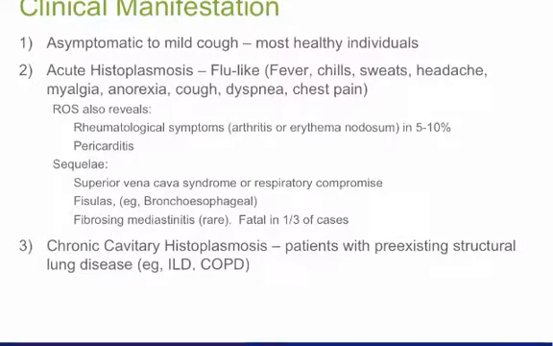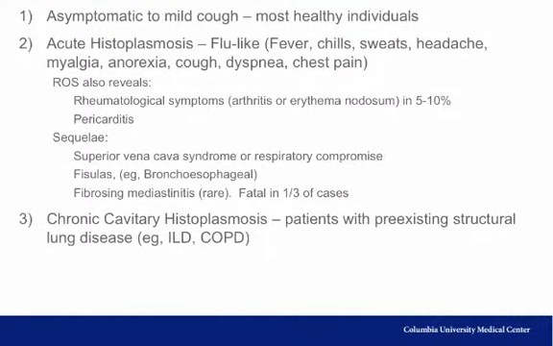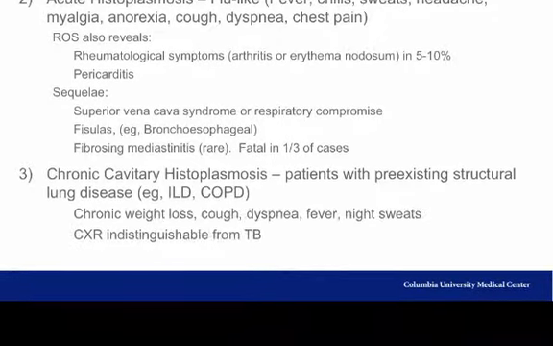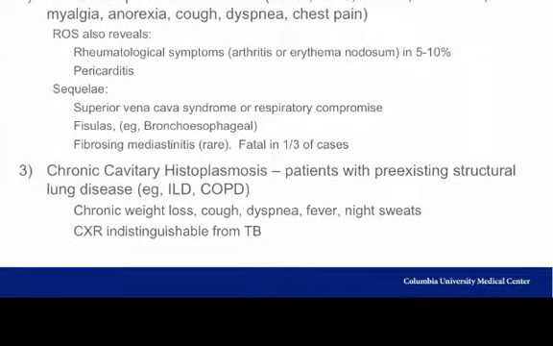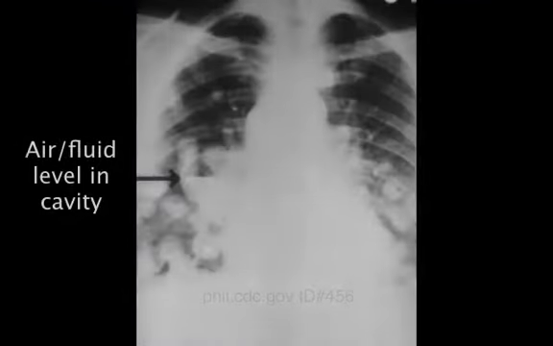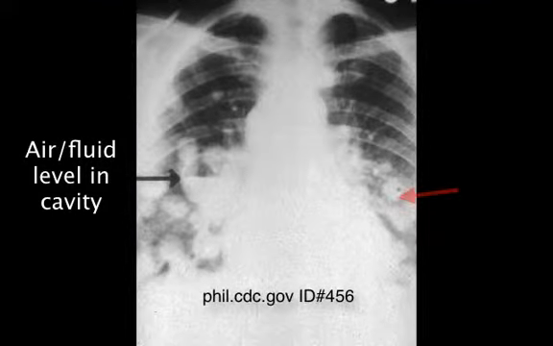The third entity, chronic cavitary histoplasmosis, is seen almost exclusively in patients with pre-existing structural lung disease. These patients experience chronic weight loss, cough, dyspnea, relapsing and remitting fever, and night sweats. The chest X-ray can be indistinguishable from tuberculosis, with mostly upper or lower lobe infiltrates, like those seen in this X-ray, cavitation, and pleural thickening.